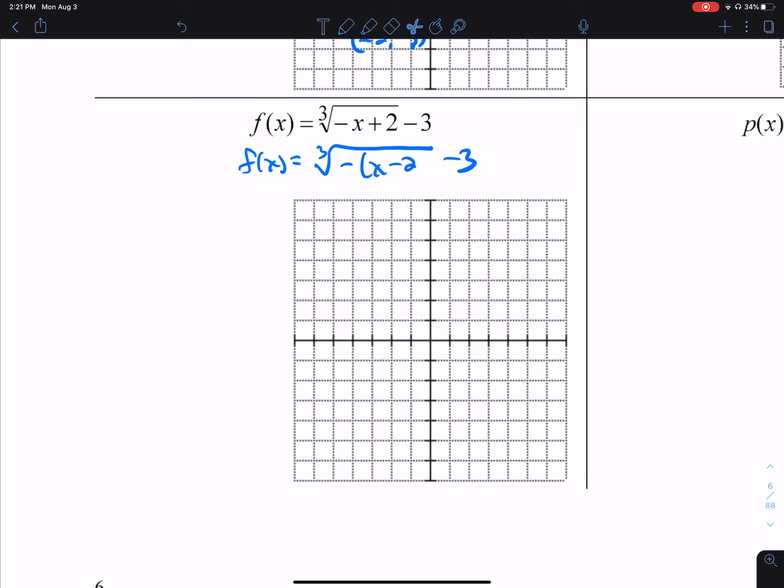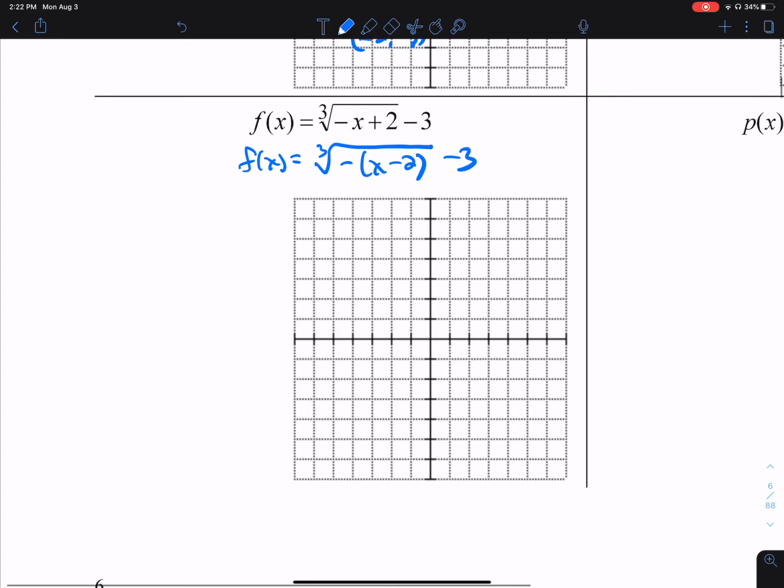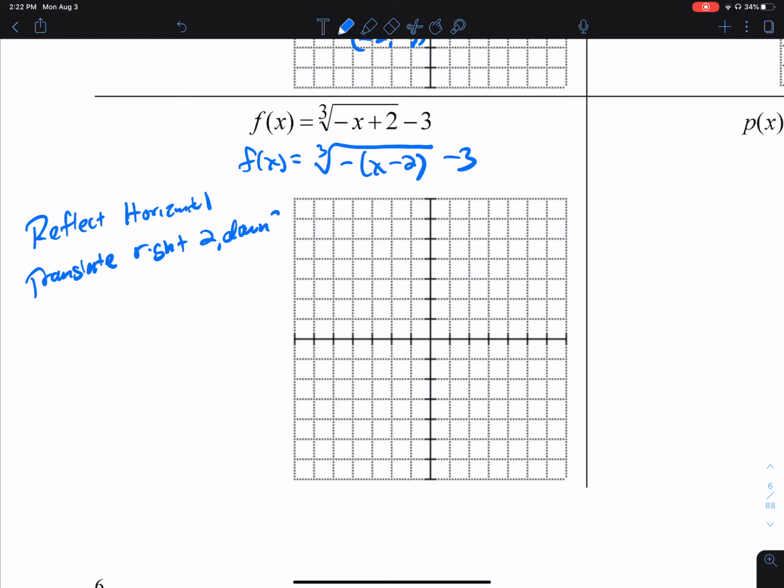So what's happening? Well, this causes a horizontal reflection. We're going to translate to the right horizontally by 2. We're going to translate down 3. Try to write that as succinctly as I can. Reflect horizontal, translate right 2, down 3. Let's put the vertex on first, right 2 and down 3. That would be right here.